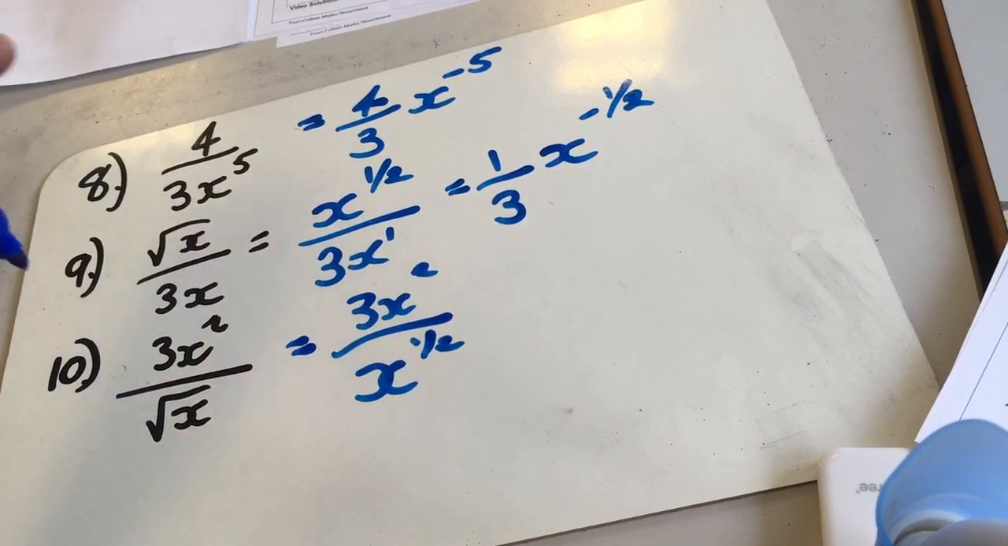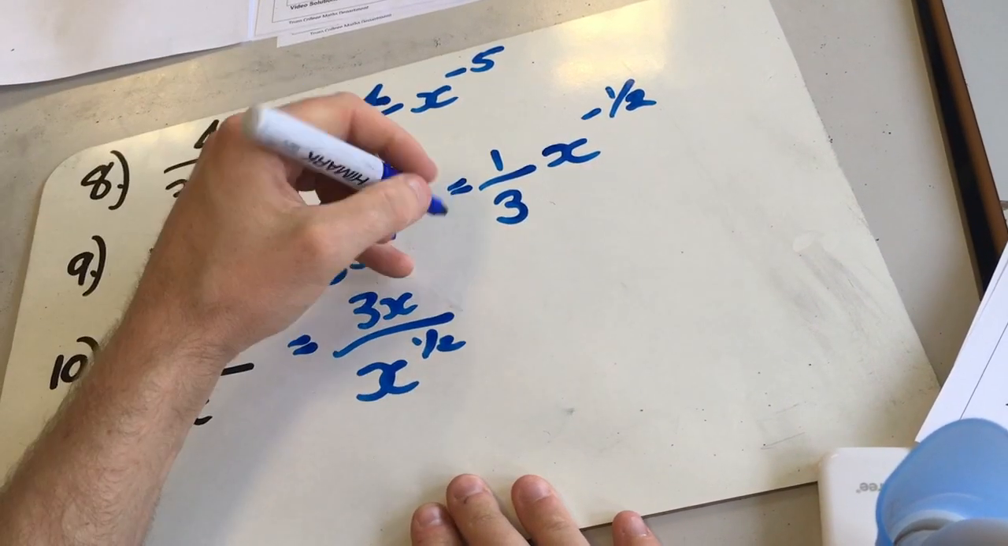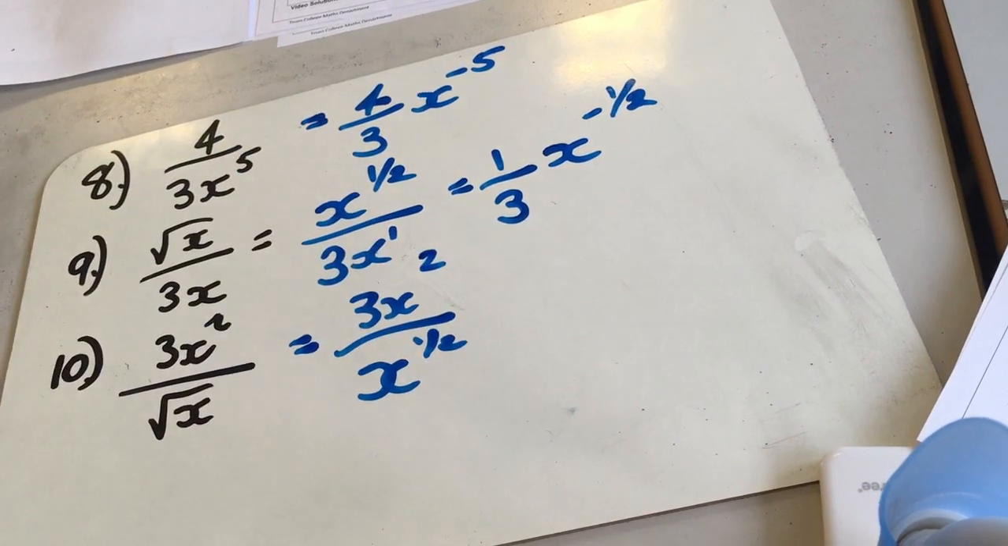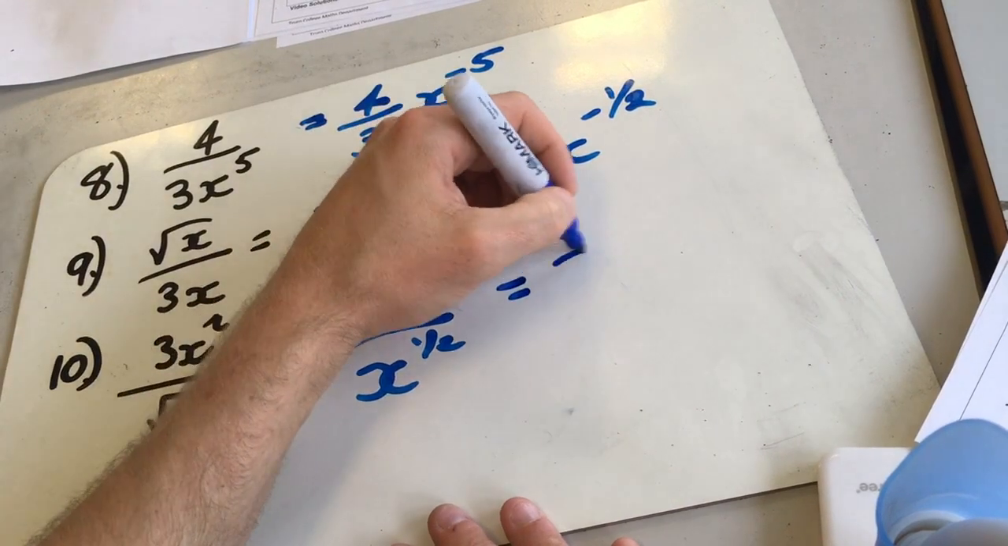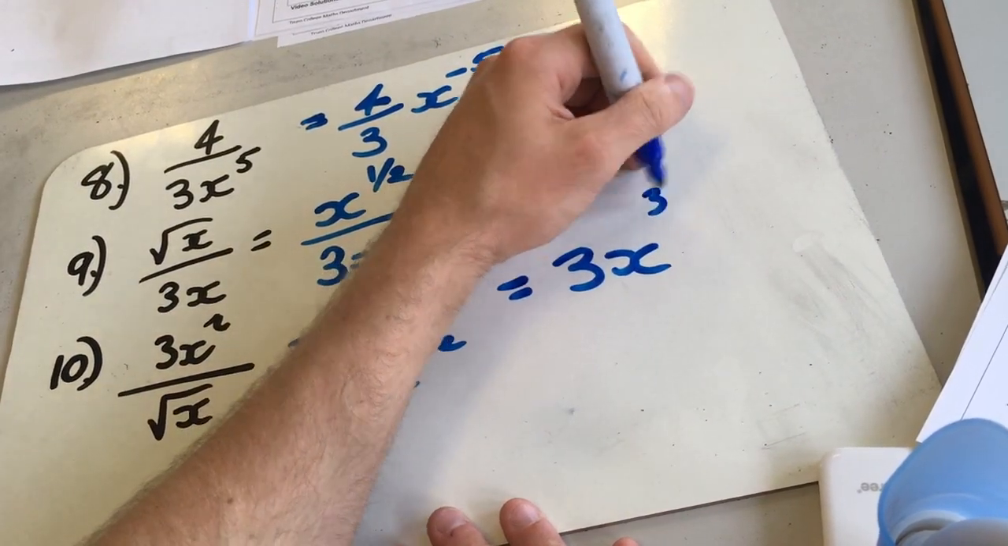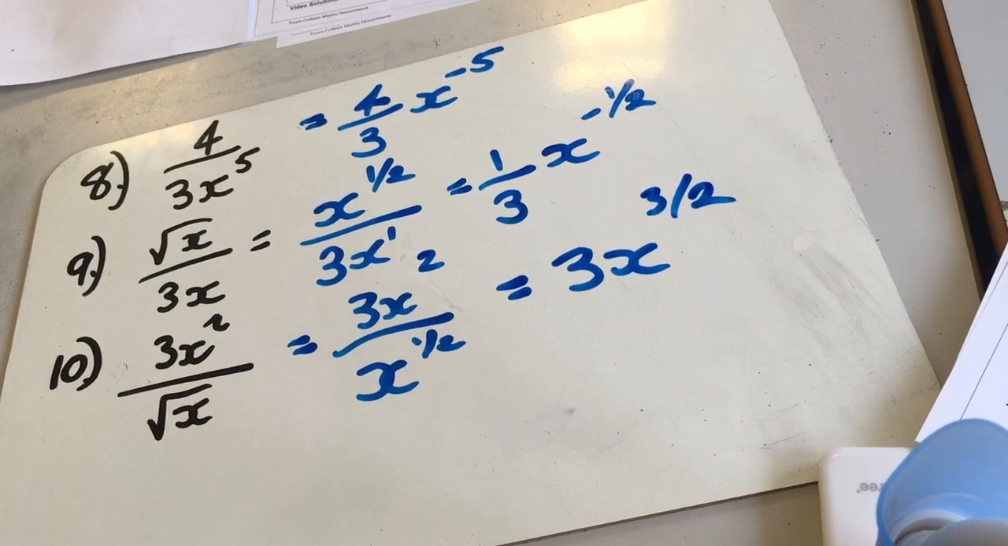And now we need to do the same idea again. We need to subtract our powers. So to take a half, which is going to leave us with 1.5, which is 3 over 2. So we get 3x to the power 3 over 2.